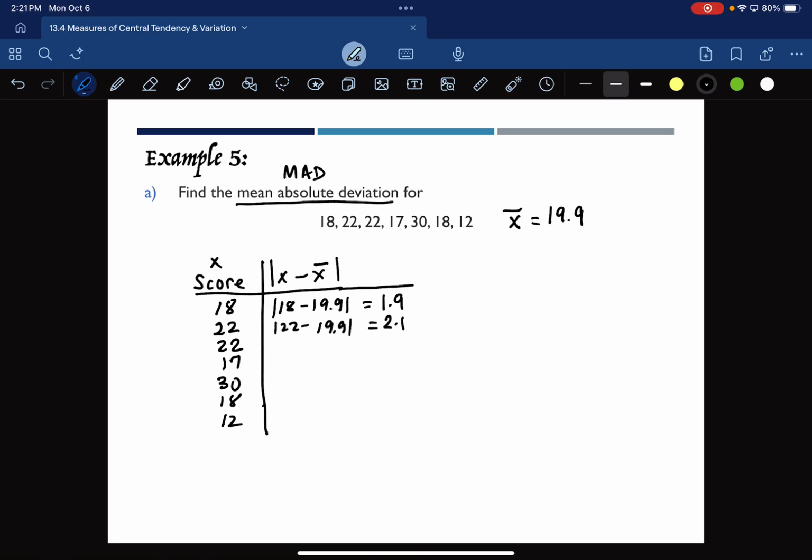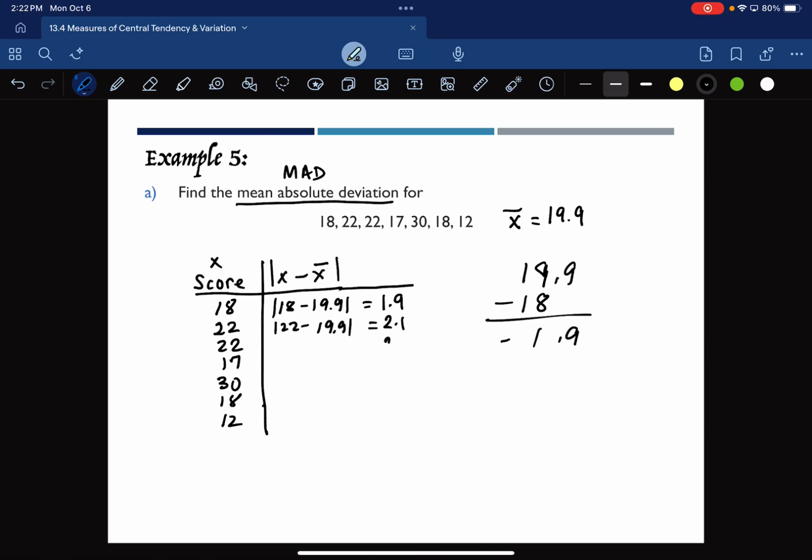How is that 1.9? Because we're subtracting 19.9 minus 18. This is 1.9, right? Anytime we subtract integers, we just take the bigger number minus the smaller number, and then the sign would be negative here. But then I'm taking the absolute value anyway. The absolute value would give me the positive part. So the second one's 2.1. Is that one okay?